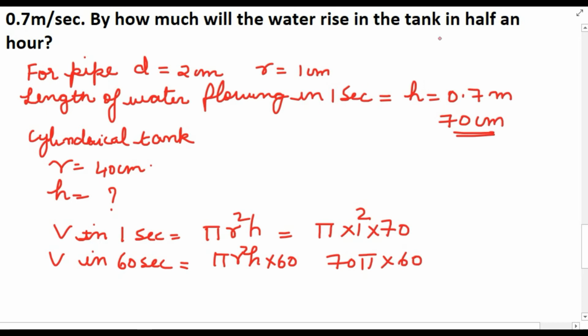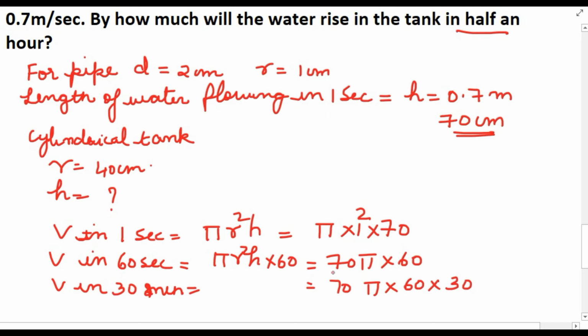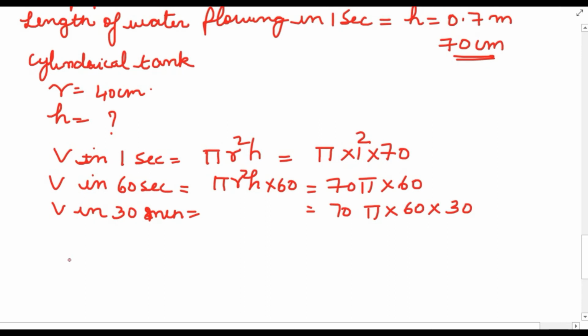But they have asked for half an hour. Half an hour means 30 minutes. So the volume of water flowing through the pipe in 30 minutes, you have to multiply this with 30. So which is equal to 70 pi into 60 into 30. 60 seconds means 1 minute, and for 30 minutes you need to multiply with 30. Again, the volume of water in the tank is pi r square h, so we need to equate it.